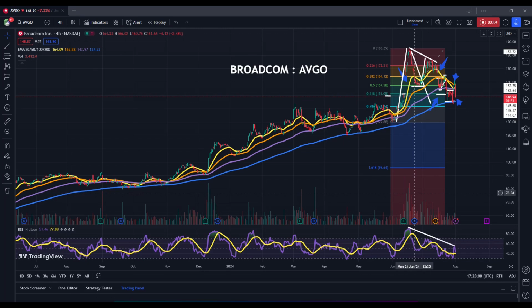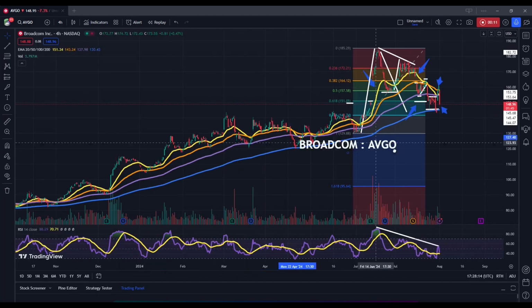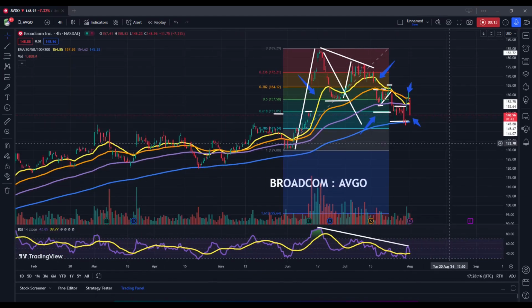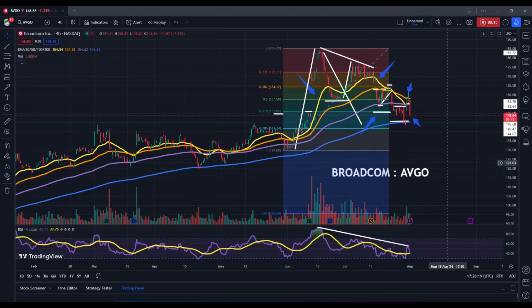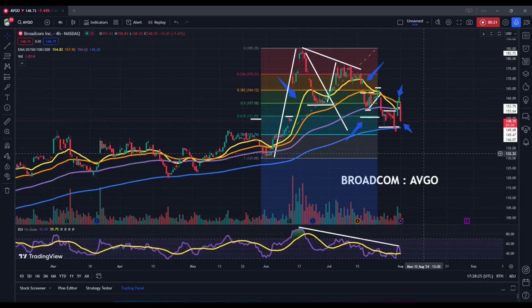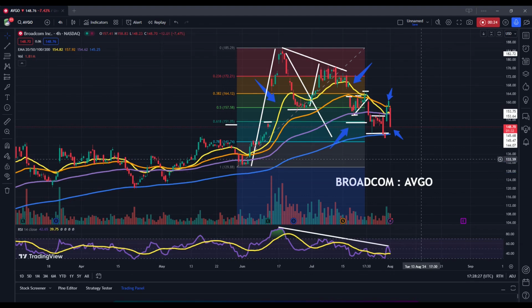Here's the 4-hour price chart for Broadcom Incorporated, stock ticker AVGO. So as we can see here, the stock is once again trading under selling pressure. These price movements have been fairly significant to the downside. We're seeing some large red bars here. And what this really means is that we're starting to see some very erratic price action.